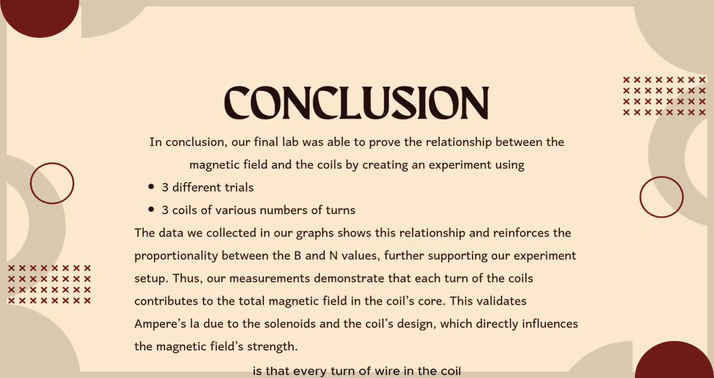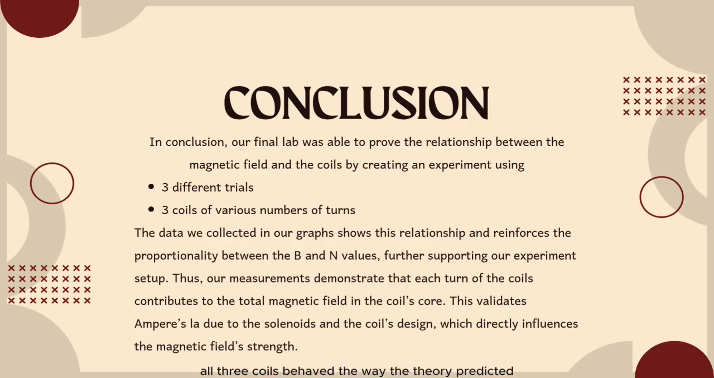What our result showed is that every turn of wire in the coil contributes to the total magnetic field inside the coil's core. The more loops you add, the stronger the magnetic field gets. This idea comes straight from Ampere's law and the formula for a solenoid, which tells us that the magnetic field depends on the number of turns, the current, and the length of the coil. Since we kept the current and the length the same for all 3 trials, the only thing affecting the magnetic field was the number of turns. And that made the effect really easy to see, and our data basically verified that design.